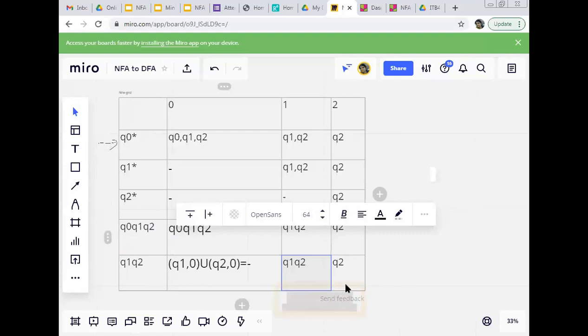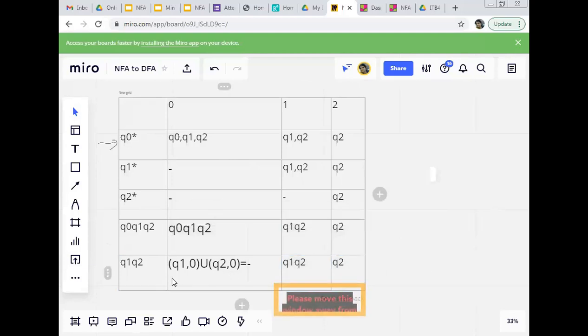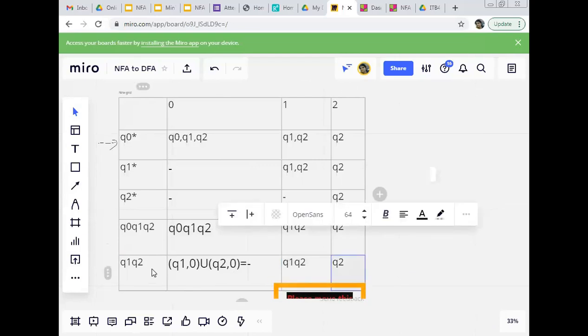Any doubt in this? Any doubt till here, students? Okay. Now, check this. Ye ho gaya apna. Okay, ye humne DFA kar diya.